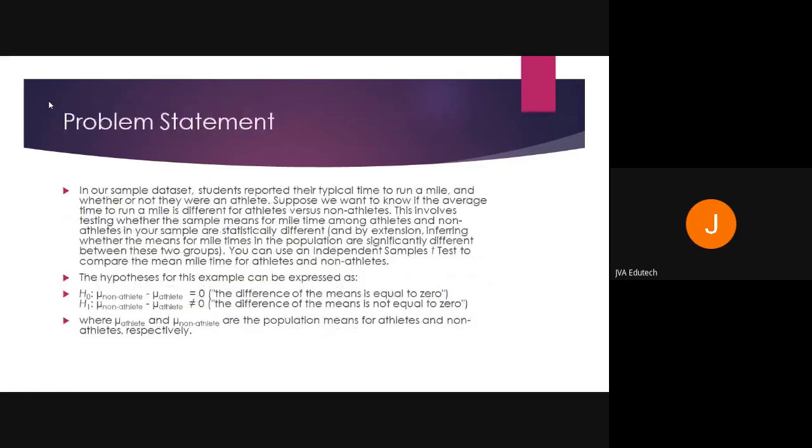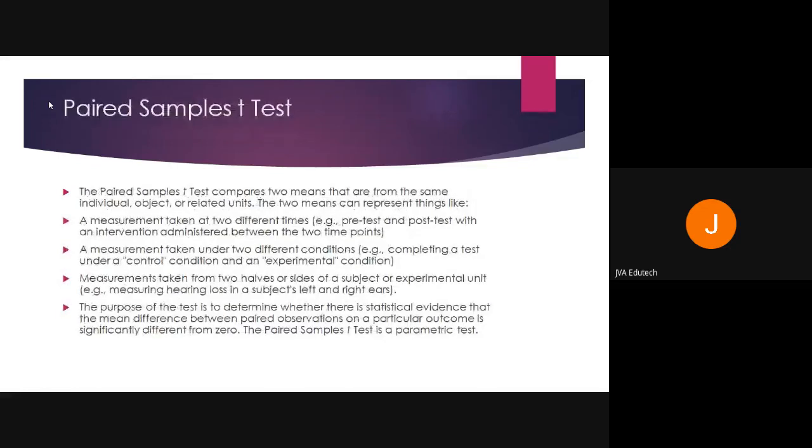Now, the paired sample t-test. This paired sample t-test compares two means that are from the same individual. Previously, in the independent sample t-test, we were calculating means coming from two different individuals or two different groups. Here, your means are coming from the same group or the same individual, and if you have to compare, then you will use the paired sample t-test.